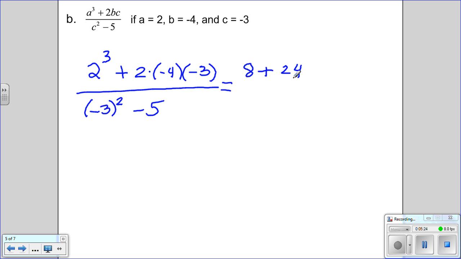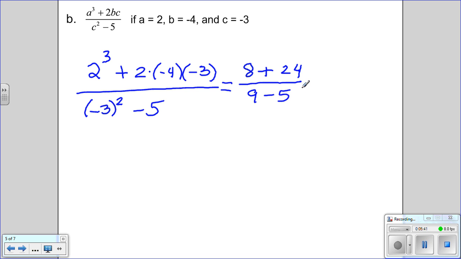Okay, I'm going to save the addition for later, and then on the bottom of my fraction, in the denominator here, I need to evaluate the power first. -3 squared is -3 times -3. That's positive 9, and then I'm going to subtract 5.